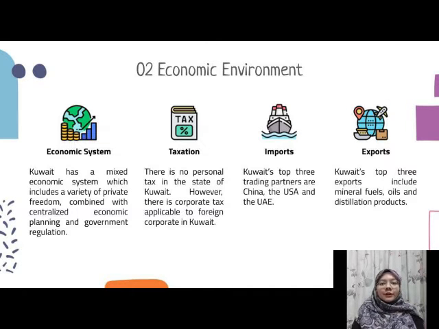The second environment is economic environment. Kuwait has a mixed economic system, which includes a variety of private freedom, combined with centralized economic planning and government regulations. In regards of taxation, there is no personal tax in the state of Kuwait. However, there is a corporate tax applicable to foreign corporations in Kuwait. Let's move on to Kuwait's imports and exports. Kuwait's top 3 trading partners are China, the USA, and the UAE, while Kuwait's top 3 exports include mineral fuels, oils, and distillation products.